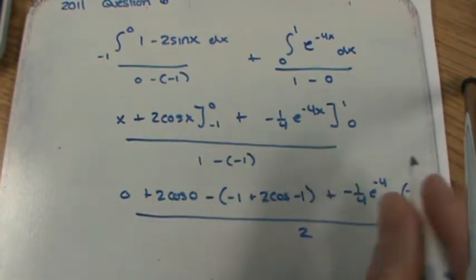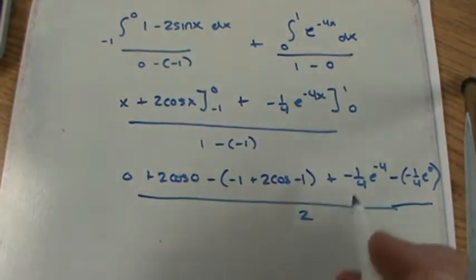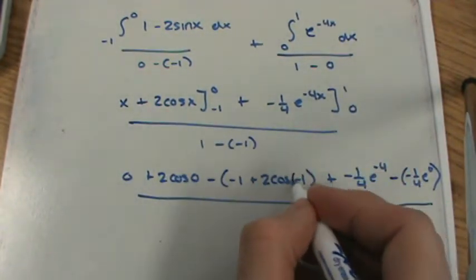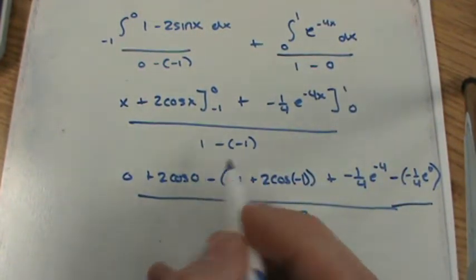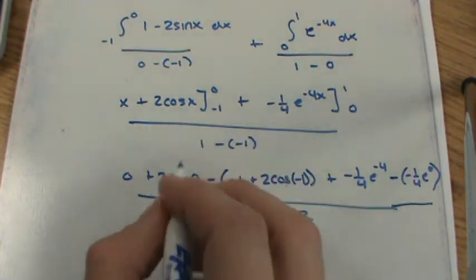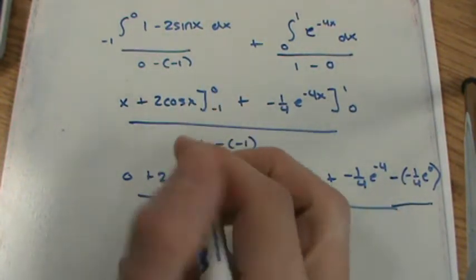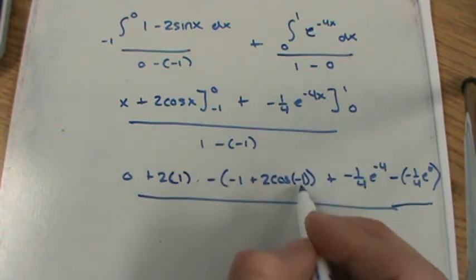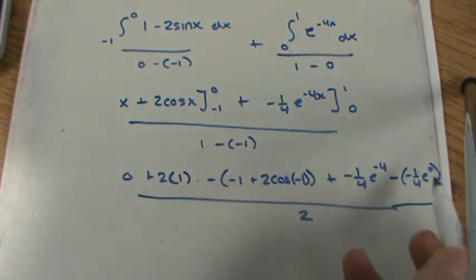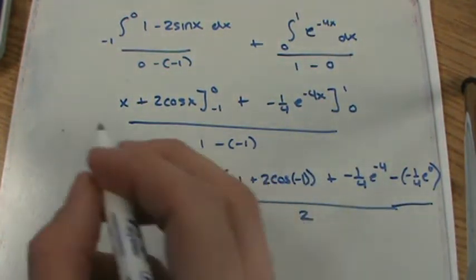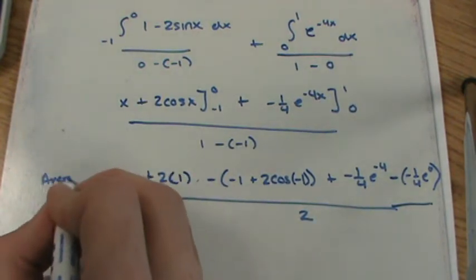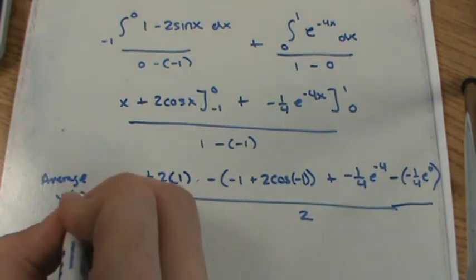And you know what? We're going to leave it just like that because we can't figure out what cosine of -1 is, but we can do cosine of 0, so we might as well do cosine of 0, which is just 1. We can't do cosine of -1 because it's not on our unit circle. Everything else can be left unsimplified, and this is our average value, which finishes up question number 6.